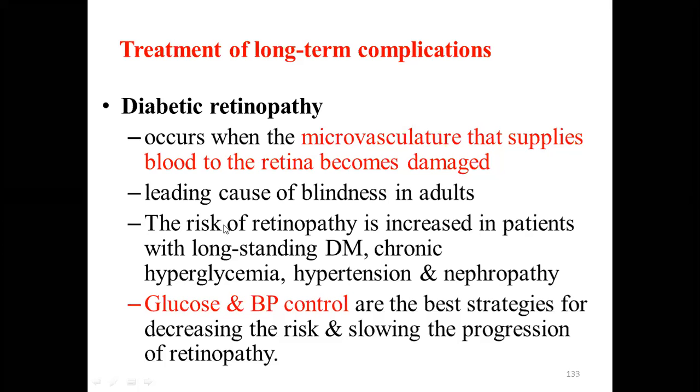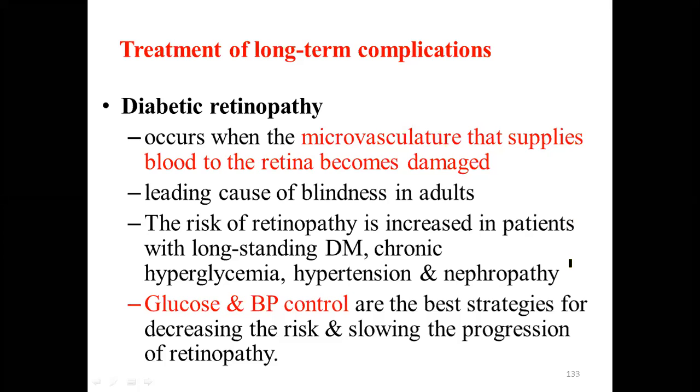Let me take you through the long-term complications of DM. One of the long-term complications of DM is diabetic retinopathy. Remember, diabetic retinopathy occurs when the microvasculature that supplies blood to the retina becomes damaged. What causes that damage is the sugar, because of this osmotic damage. So this ultimately causes blindness.